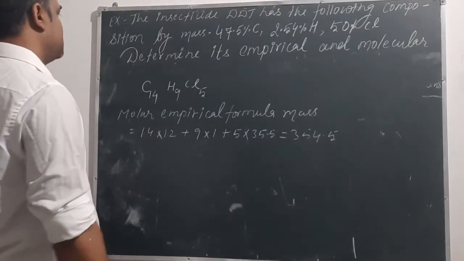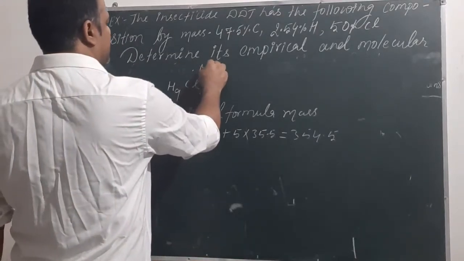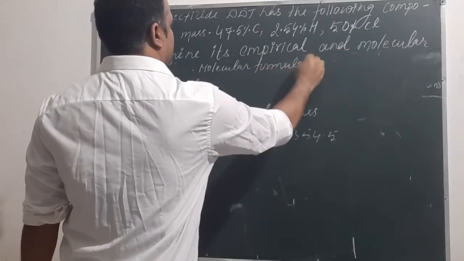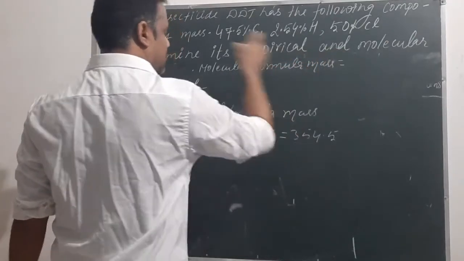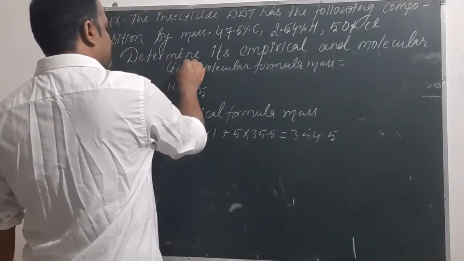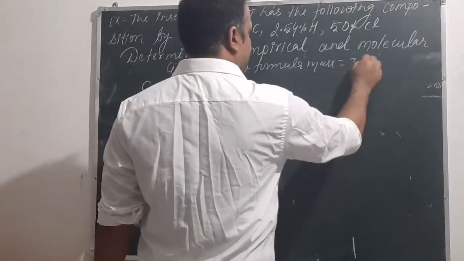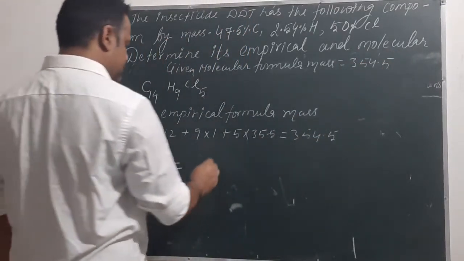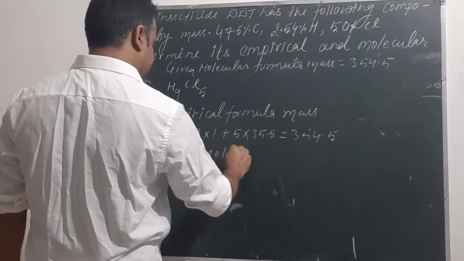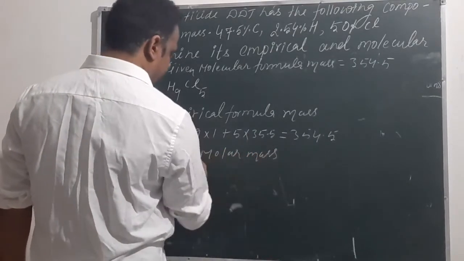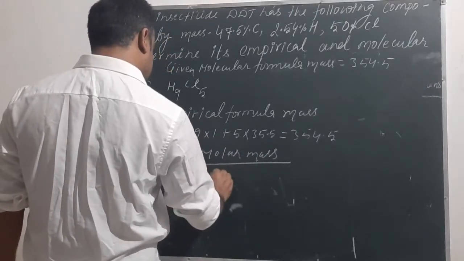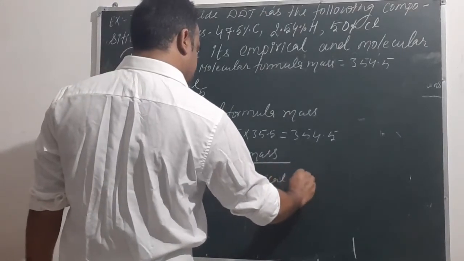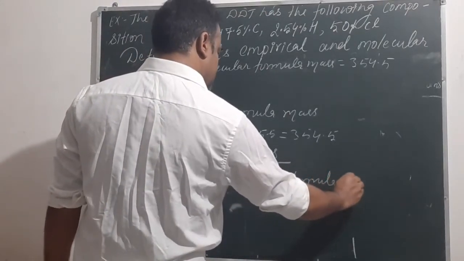Now the molecular formula mass. In this question, one more part is there. The formula mass is given in the question, and it is equal to 354.5. So if we find the n value, then n will be equal to molar mass divided by empirical formula mass. Both masses are the same.